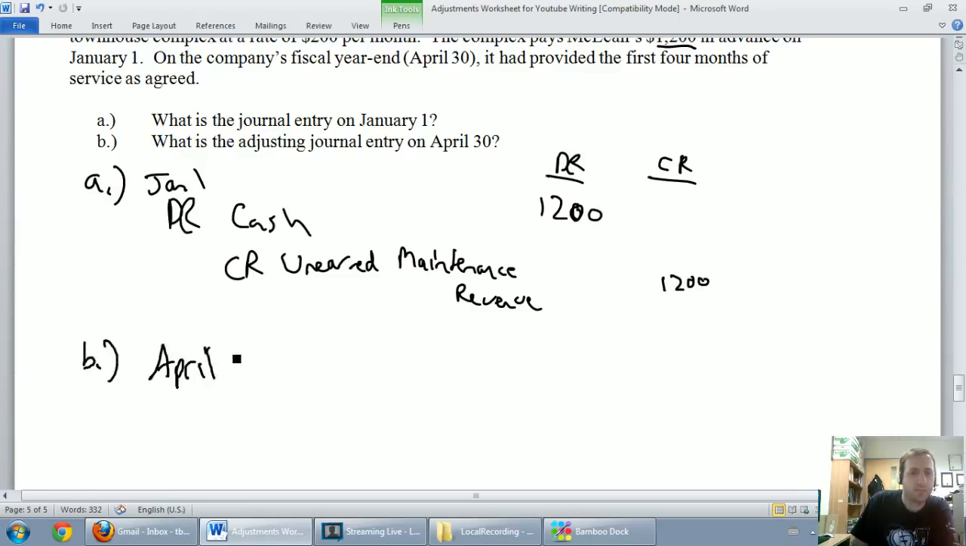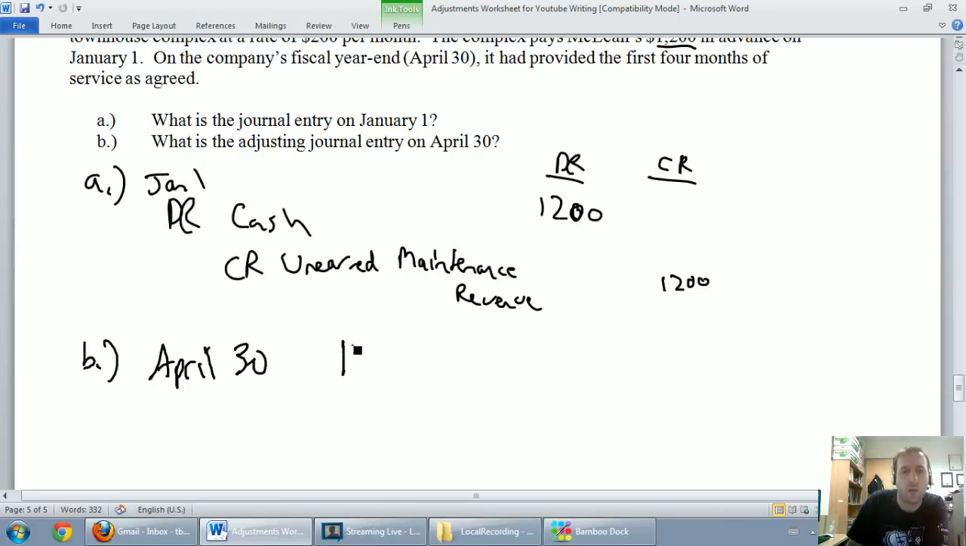April 30th is our fiscal year end, our financial year end. We're going to do financial statements. And what we've got to say on our fiscal year end is we don't owe these guys $1,200 worth of service anymore. It says we've provided the first 4 months of service as agreed. So if we provided the first 4 months of service as we agreed upon, we don't owe them $1,200 anymore. We've done some of the work. We've got to figure out how much of that work we've done.